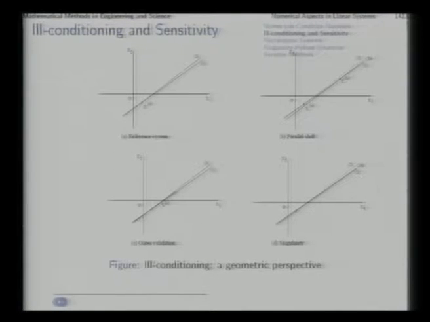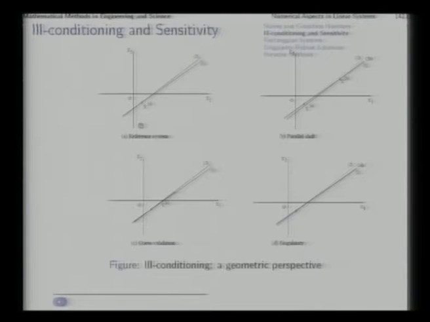Here the two lines, those two equations in terms of lines in the x1 x2 plane, are plotted here as 1 and 2. Their point of intersection is here, that is half, minus half, as I told you. That is the correct solution. This is a reference system, that is the correct solution.